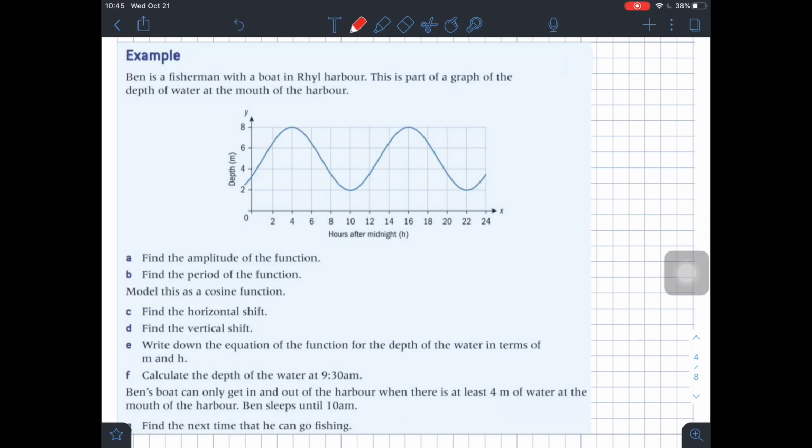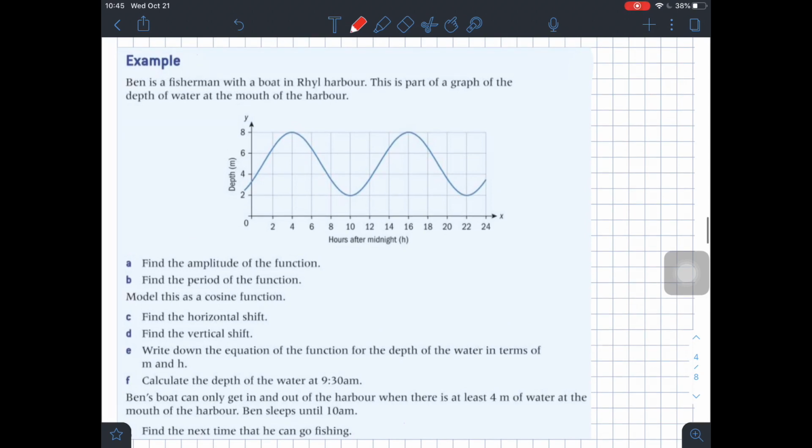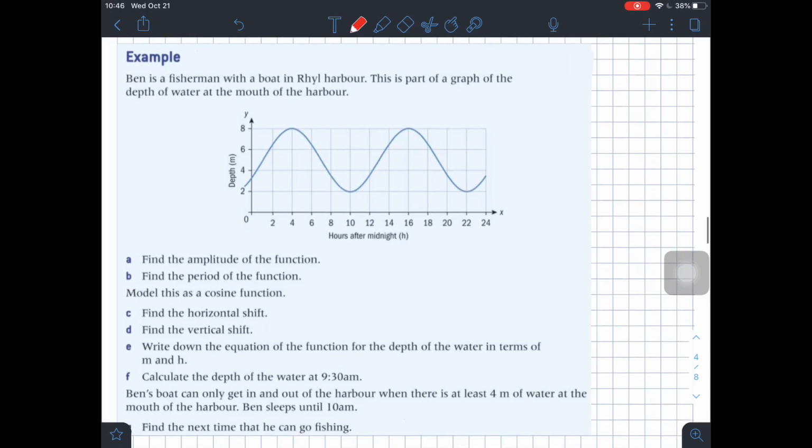It says Ben is a fisherman with a boat in the harbor. This is part of the graph of the depth of the water at the mouth of the harbor. Okay, so this is a situation in which the tide of the water level changes depending on the hour after midnight, right? That's something that normally occurs, right? We would say that during midnight the water tide tends to increase, and then during the morning it decreases, and then again in the afternoon it increases, and then for the night it decreases again, right? So that's a real life situation that you can model using this.